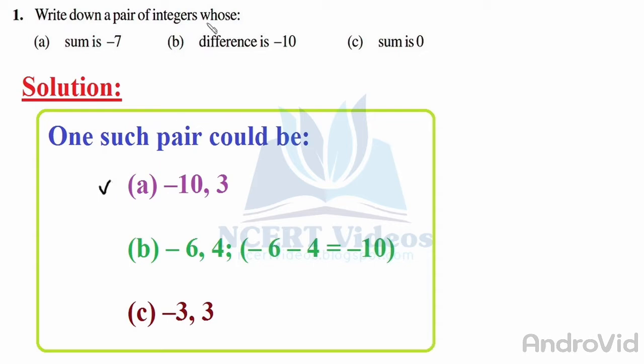B part, difference is -10. Now two numbers can be taken as -6 and 4. Now we have to subtract it, therefore minus sign came here. Since the signs are same, we add them and signs come of negative number only. So -10.